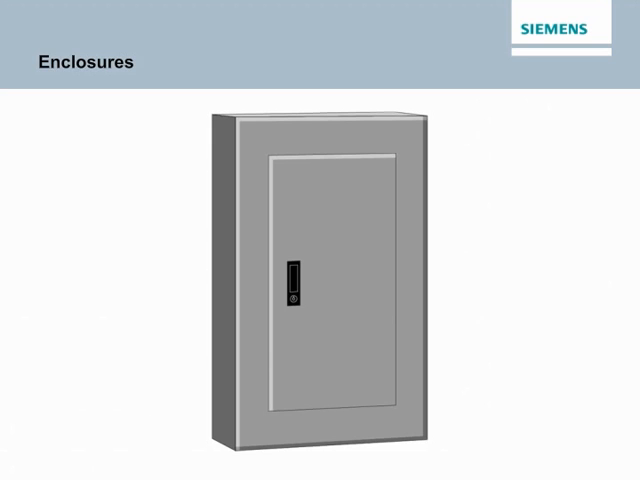Type 3R enclosures are intended for outdoor use primarily to provide a degree of protection against rain, sleet, and damage from external ice formation. Type 4X enclosures are intended for indoor or outdoor use primarily to provide a degree of protection against corrosion, windblown dust and rain, splashing water, hose-directed water, and damage from external ice formation. Type 3R-12 enclosures are intended for indoor use primarily to provide a degree of protection against circulating dust, falling dirt, and dripping non-corrosive liquids.